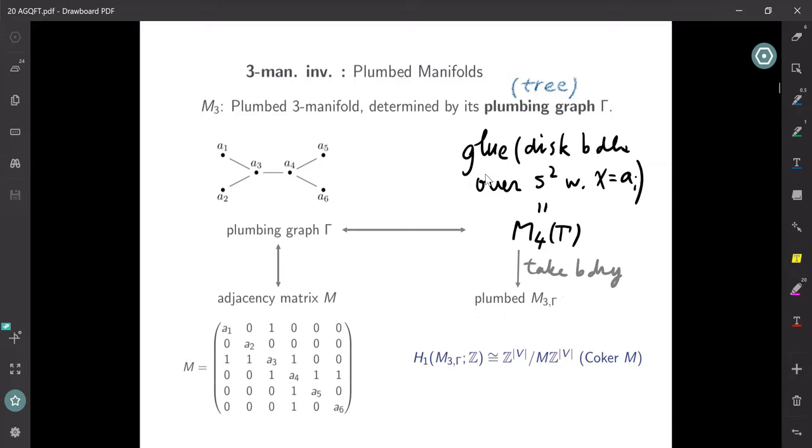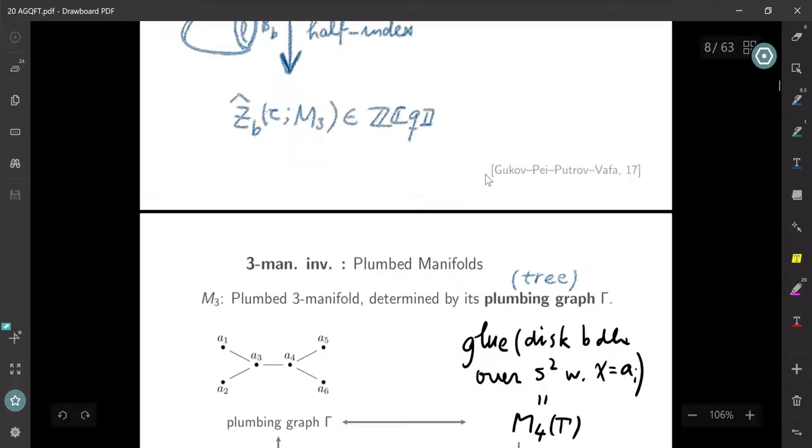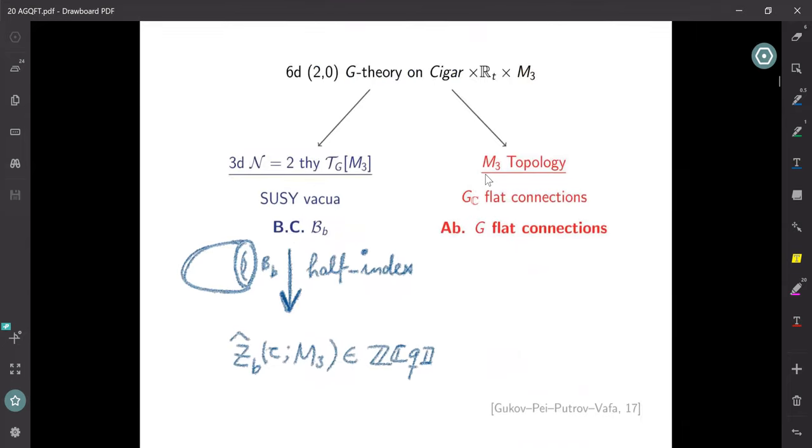Could I ask a brief question about the physical definition? So why does this become topological? Well, because you do the necessary twist on this theory. Ah, so there's a twist. Oh, I see. Okay. So you compactify on the cigar, well, it's not compactify, but you take the cigar cross RT and then you take a topological twist using the supersymmetry. Yeah, that's right. Okay.